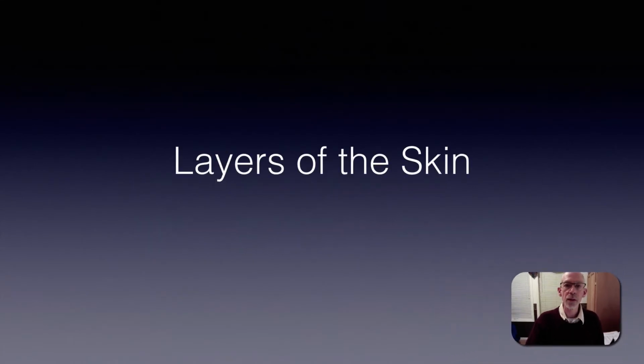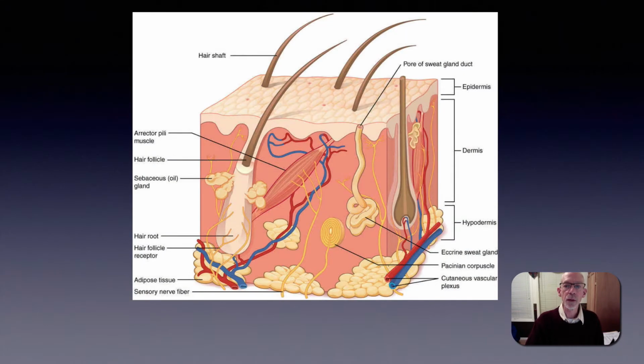Let's now look at the layers of the skin. As you can see here, the skin consists of the layers of the epidermis and the dermis. There's also a layer that's not really part of the skin. It's found below the skin. That's why it's called the hypodermis, sometimes called the subcutaneous layer. Let's take a look at each of these now.